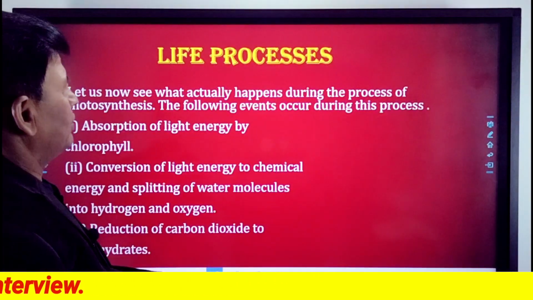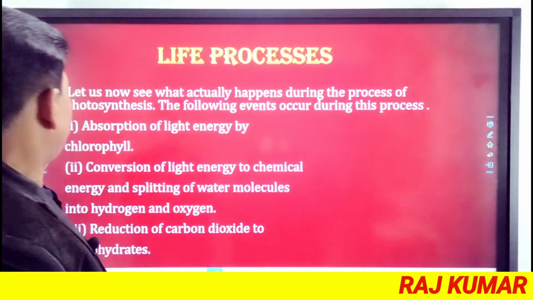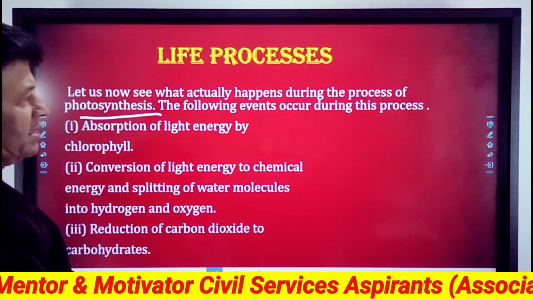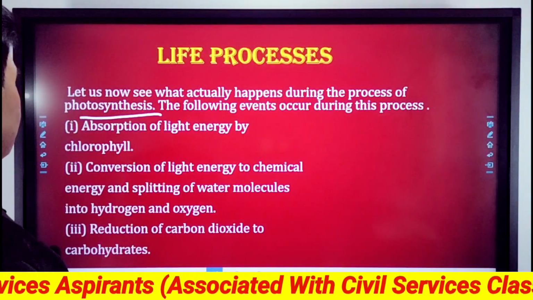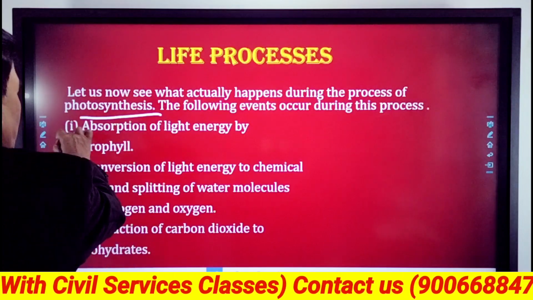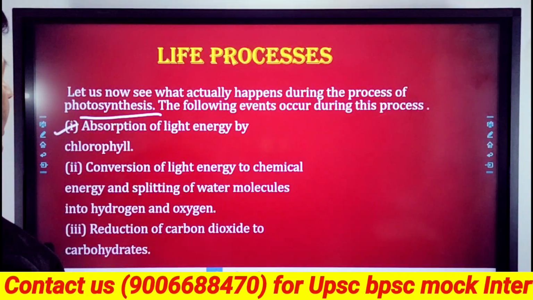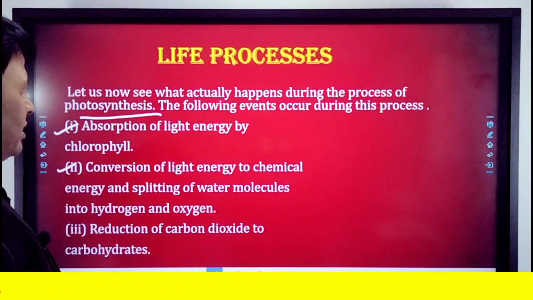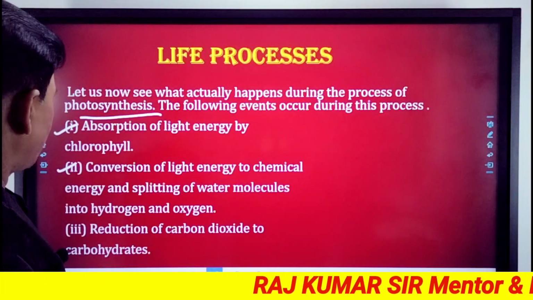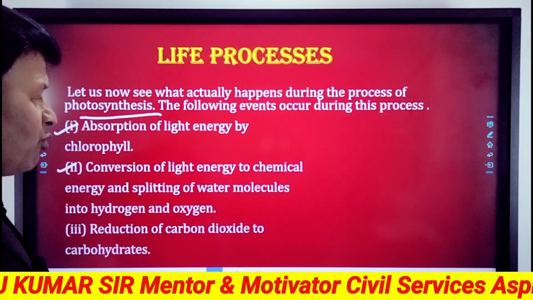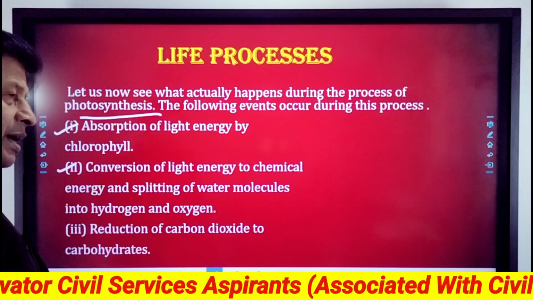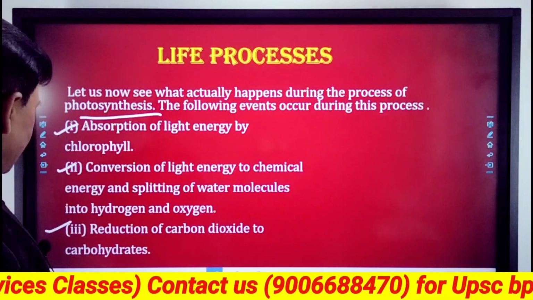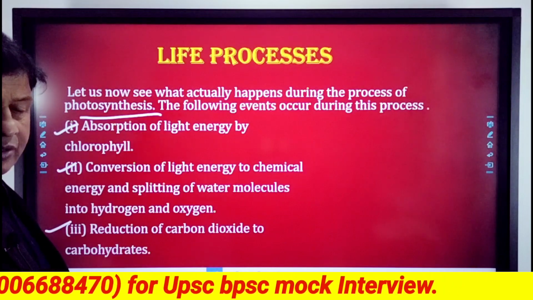Let us now see what actually happens during the process of photosynthesis. Now come to the events that occur during this process. The first event is absorption of light energy by chlorophyll. Second, conversion of light energy to chemical energy, and splitting of water molecules into hydrogen and oxygen. Third step, reduction of carbon dioxide to carbohydrates.